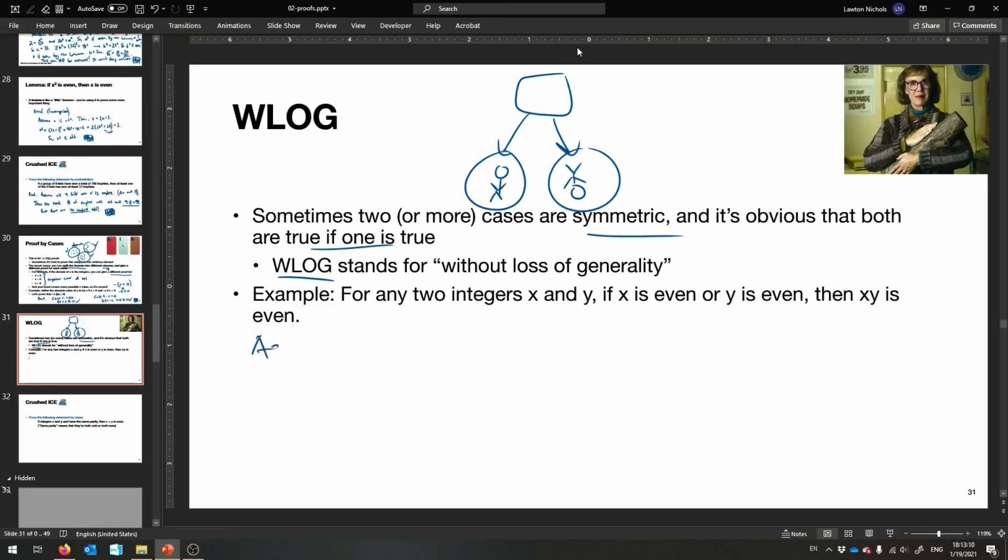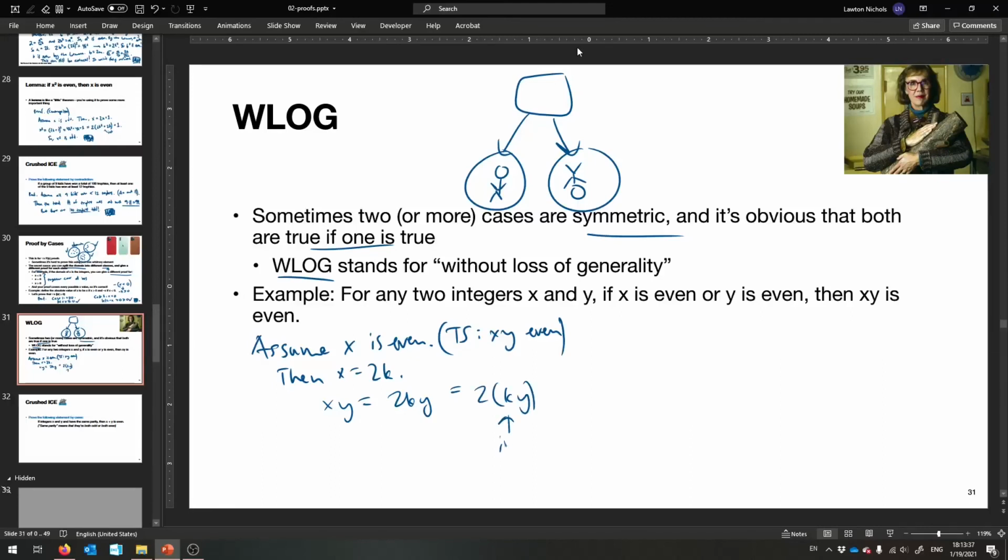So assume, for this proof, that x is the one that's even. Then I need to show, remember, that xy is even. Then x equals 2 times k, sorry. And that means xy equals 2ky, which equals 2 times ky, which is an int, and therefore xy is even, and that proves that case.